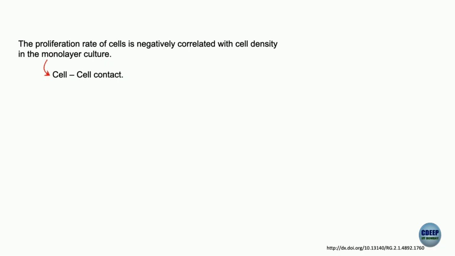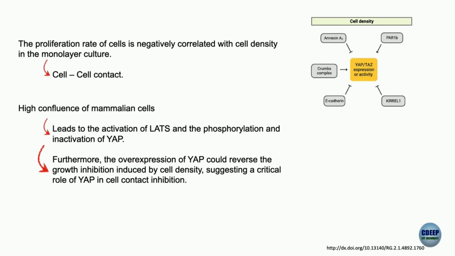Some of you might be doing 3D cultures as well, but in 2D cell cultures, you know there is something called contact inhibition, right? People have studied that at high confluence of mammalian cells, it leads to the activation of LATS kinase. This LATS will lead to the phosphorylation and inactivation of YAP.